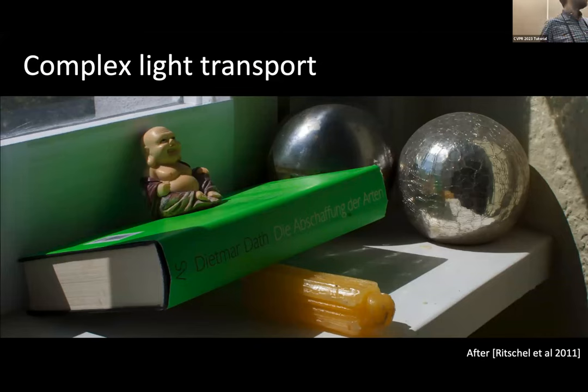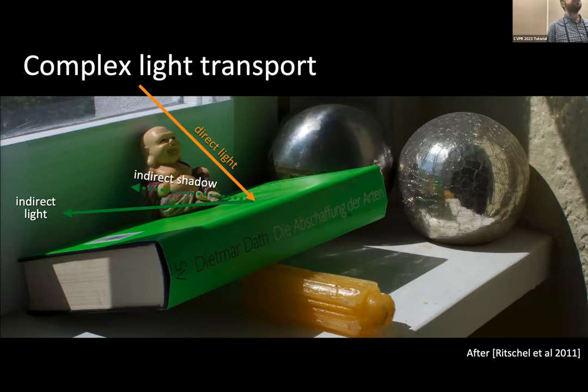By complex light transport effects, I mean a lot of the things that we see in a photograph like this, where we have some incident light come into the scene, in this case from the sun outside the window. And then as this light interacts with different materials and different objects inside the scene, we can have effects such as indirect light appear in different parts of the scene, cast shadows, indirect shadows, shadows that would not be there if we didn't have multiple interactions of light.